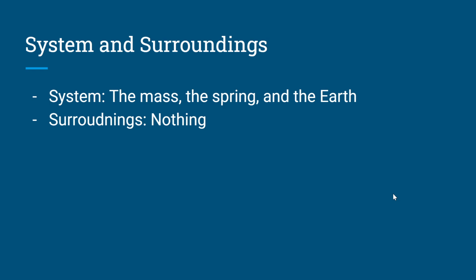Now, to define our system and surroundings. The system, in this case, is just going to be the mass, the spring, and the Earth. And our surroundings is going to be nothing else, because we're including the Earth and the spring in our system.